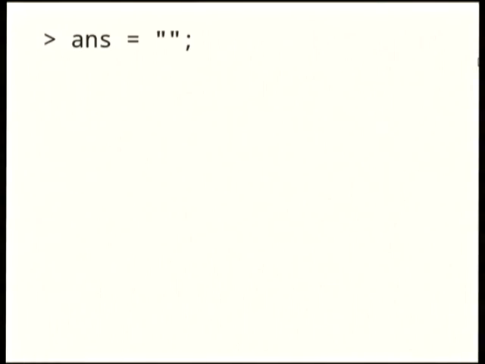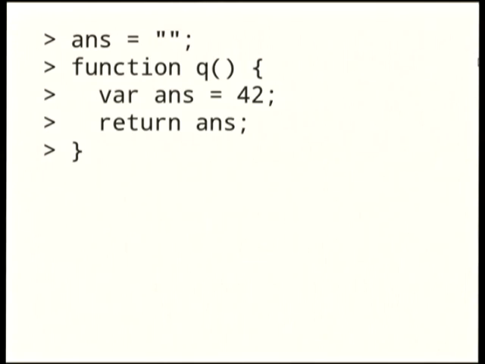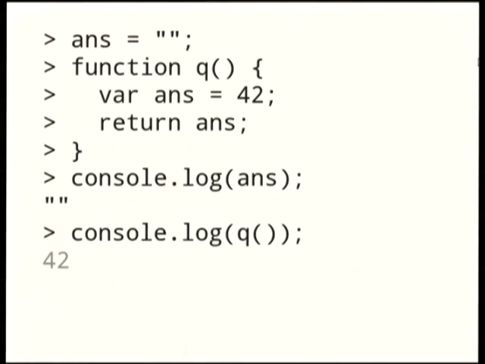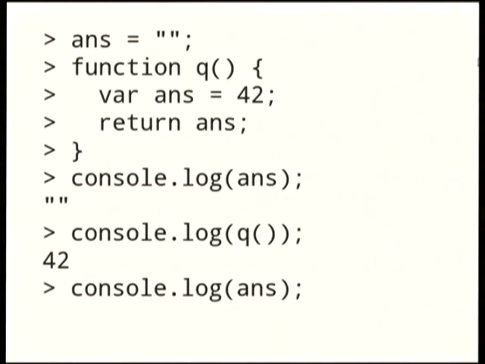So we have an answer, and our answer is an empty string. We have a function which sets the answer. And if we were to call the variable answer on our console, we would get the empty string because we haven't actually run our function yet. If we run the output of our function to the console, we get the answer that we're expecting. And of course, if we try to output our variable again, we get the empty string.